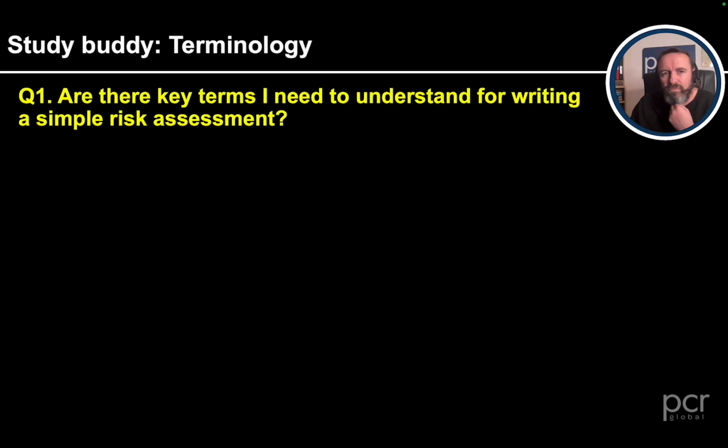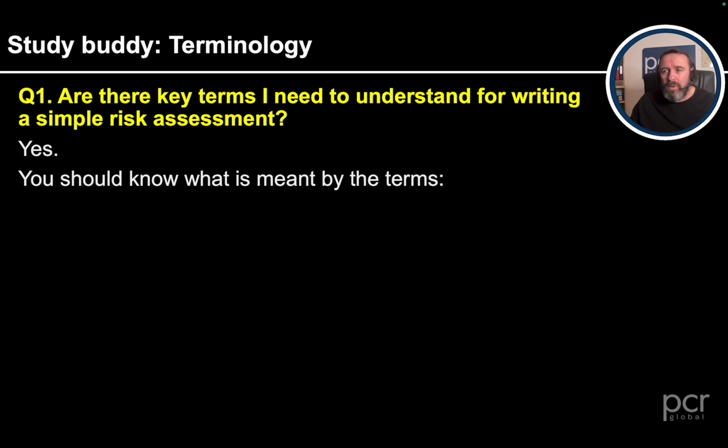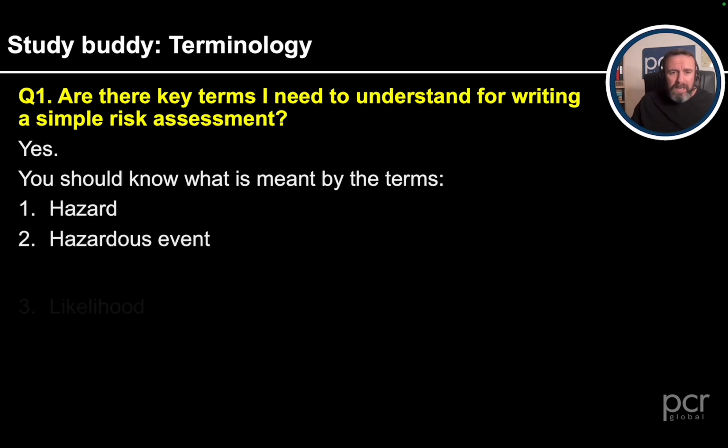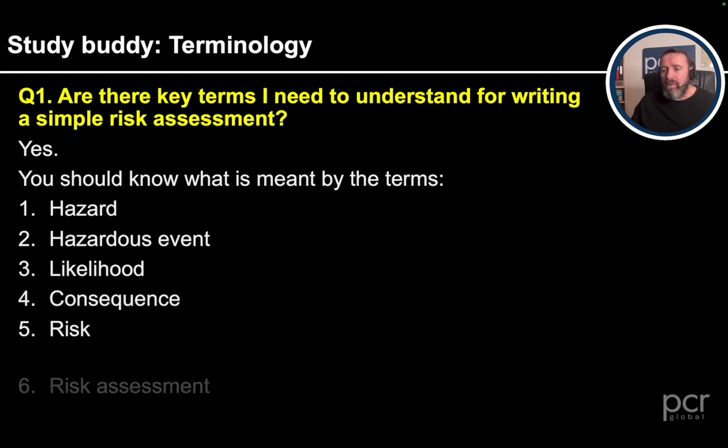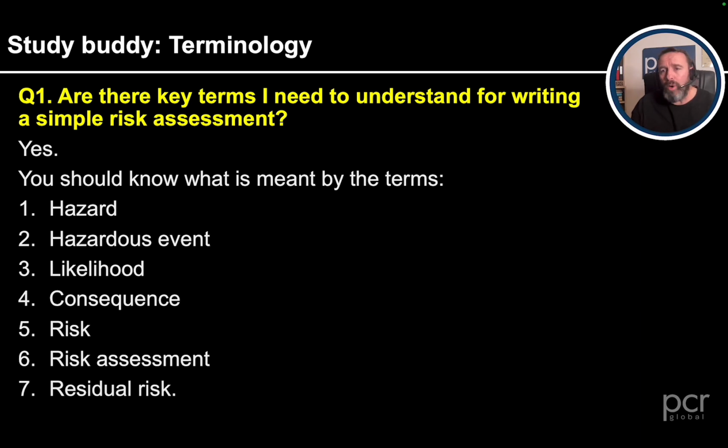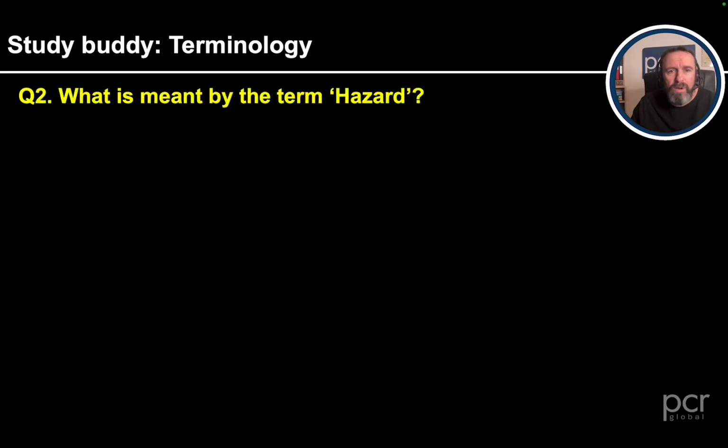So first things first, risk assessment terminology. I've got about 7 questions there. Are there some key terms that we should know? And that's yes, because there's a number of terms associated with risk assessment. Now, what I would say is these terms can vary by country. They can vary even by organisation or even the course you're on. But these generally are those terms: hazard, hazardous event, likelihood, consequence, risk, risk assessment, and residual risk.